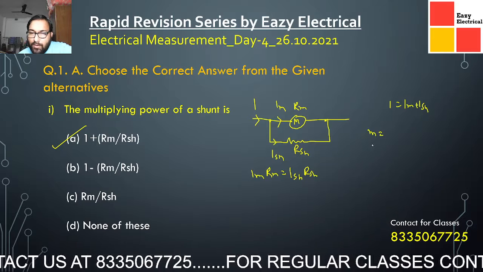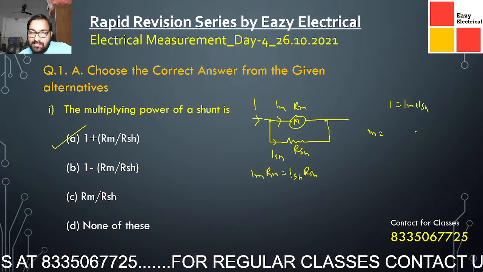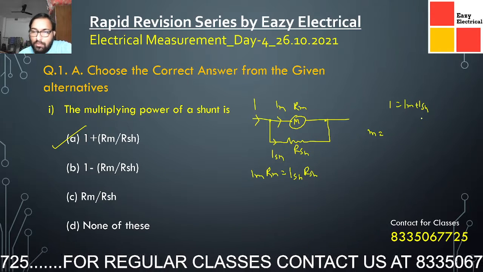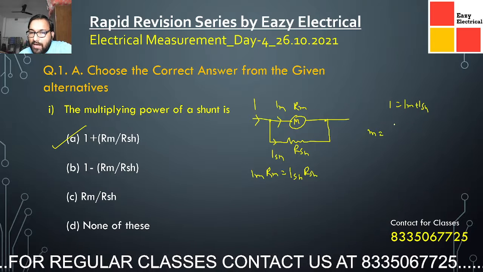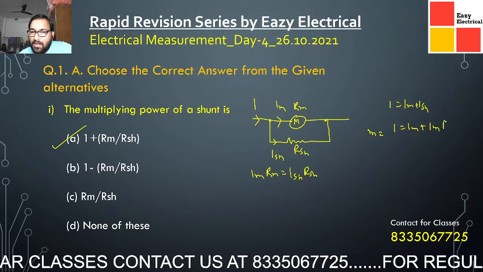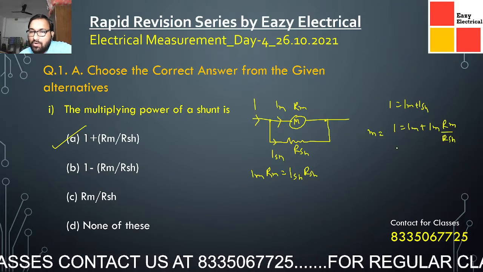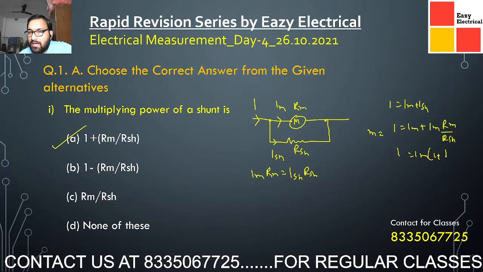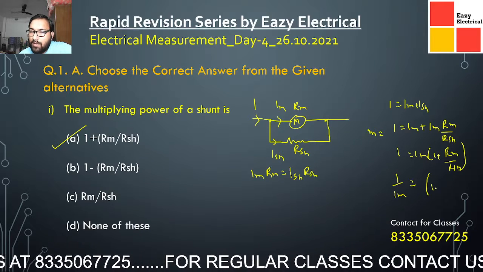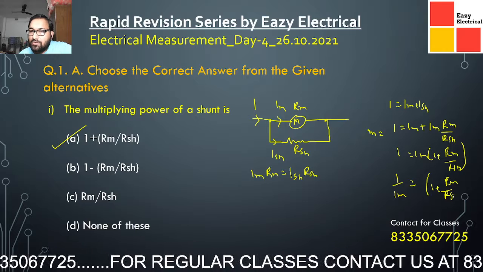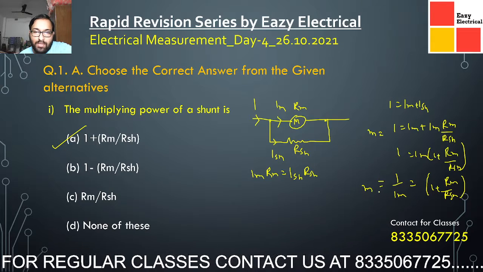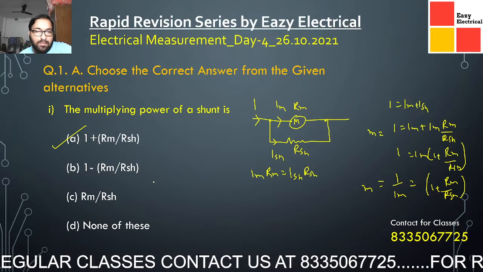If you put the value in place of ISH, I is equal to Im plus, in place of ISH, I am putting Im Rm by RSH, right? So I is equal to Im times 1 plus Rm by RSH, right? So here this I by Im term is basically 1 plus Rm by RSH, right? So this I by Im is basically your multiplying factor, how much multiplication we can do with the help of this meter. So we can get the value from here.